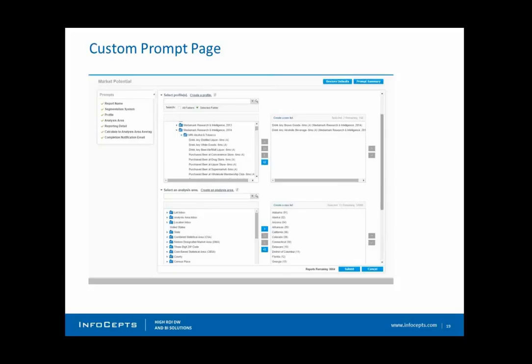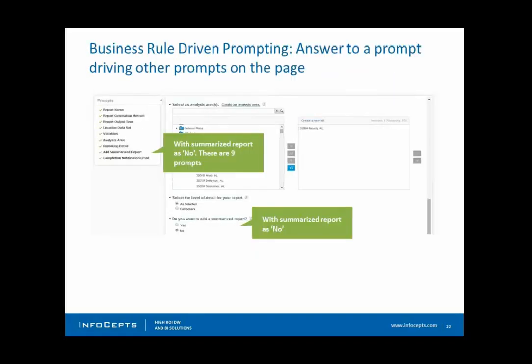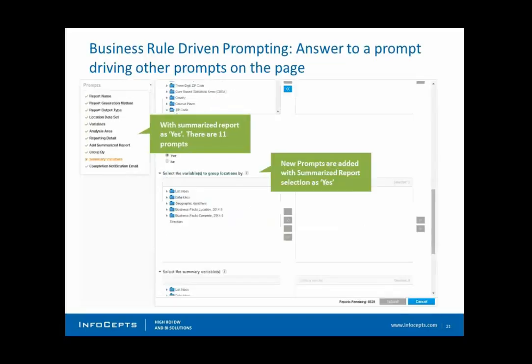Again, I talked about the business rule prompting. If you see, there are a certain section of prompts here. And when a user is prompted to answer a specific question, in this case, when the answer is no, you see 9 prompts to the left. But when he answers yes, there are 2 additional prompts that he gets to be answered, and they're all on the same page. Also, if there are 2 data sets on the report with the same prompt, the user has the flexibility to answer them in one click. You can choose to answer them differently as well.